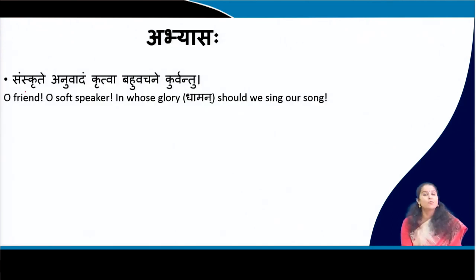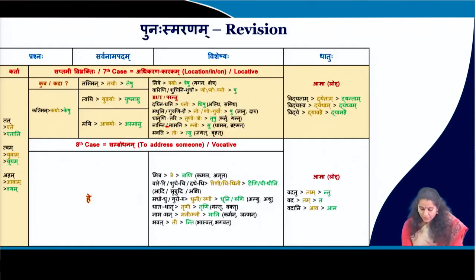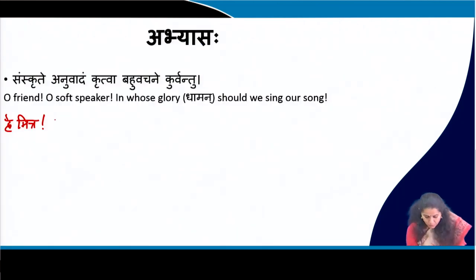Sanskrite anuvadam kritva bahuvachane kurvantu. Oh friend, oh soft speaker. And then in whose glory, Dhaman, should we sing our song? So, oh friend, hey. So that, hey. Mitra. Oh, soft speaker. So the word is mridu. So what does the mridu become? Just have a look at it. So mridu becomes he mrido or he mridu. Astu. So he mrido or mridu. Okay, he mridu or he mridu.